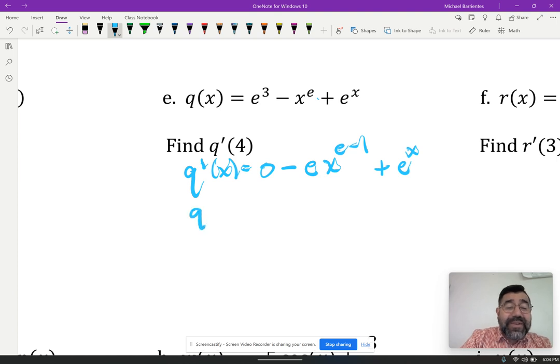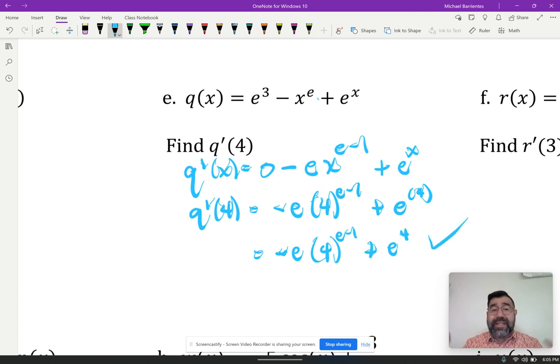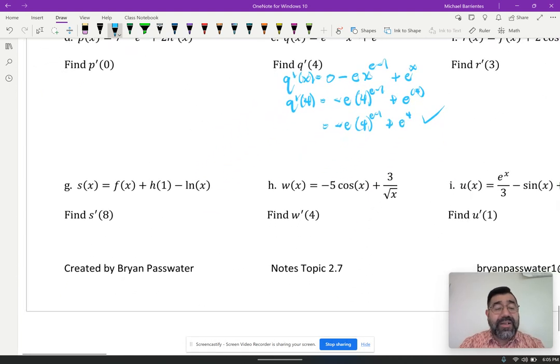Oh, but we want to find the derivative at 4. So wherever I see an x, I'm about to substitute a 4. And therefore, my final answer is negative e times 4 to the power of e minus 1 plus e to the 4. That is my derivative value. It looks wonky, it looks weird, but that's what it is. We're able to use our new function derivative shortcut rules to figure out these maybe unorthodox setups.